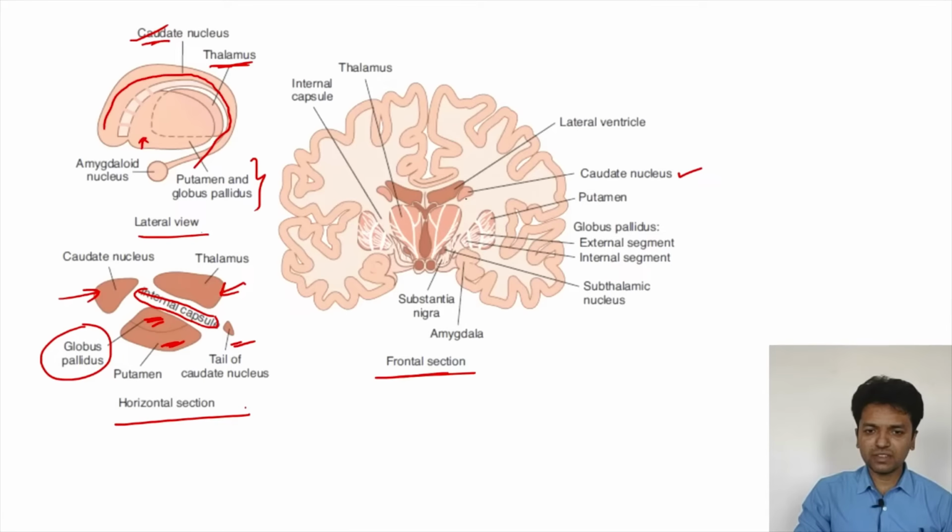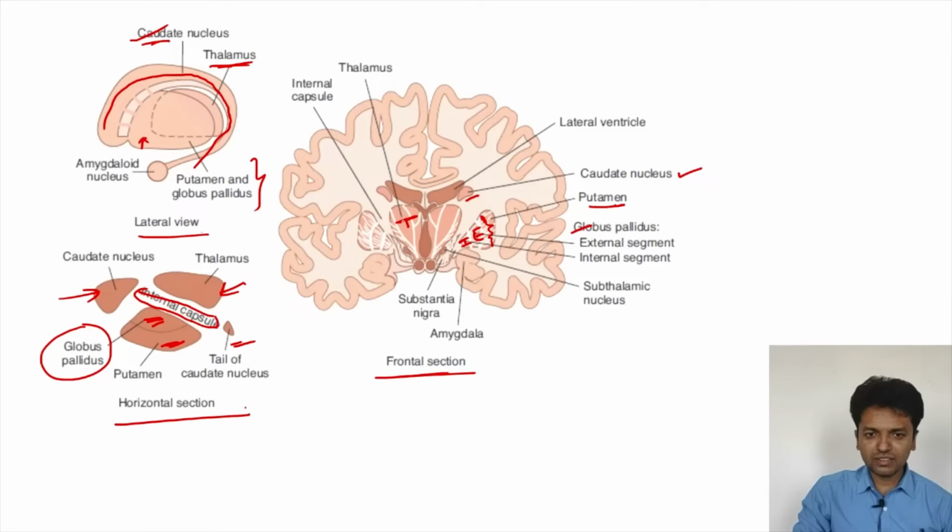See here, we can see this one, this is the caudate nucleus, and then this area that we are seeing is the putamen, and then we see the globus pallidus. This is the external component of the globus pallidus, and this is the internal component of the globus pallidus.